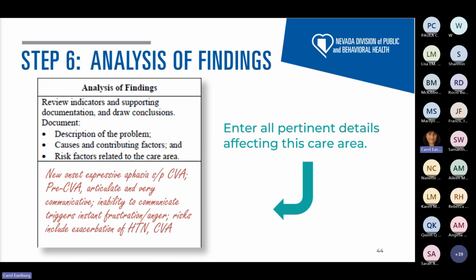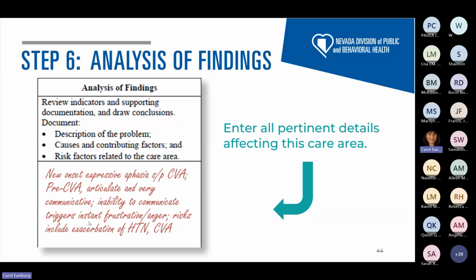Now it's time to analyze your findings and put them in writing. This section comes immediately after the input field after each care area. As the instructions state, you will review all indicators and supporting documentation, including symptoms, causes, and any contributing factors related to this particular care area. Document the team's description of the problem, causes and contributing factors, and risk factors related to the care area in the section titled Analysis of Findings on the left side.